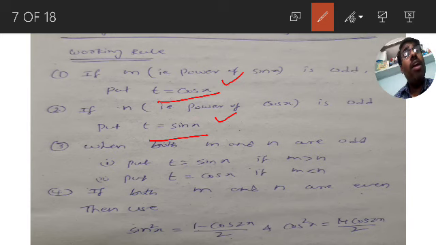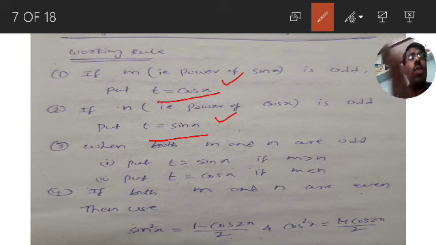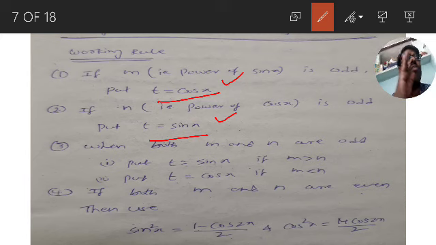Among m and n, if m is odd, that is, if the sin power is odd, put t is equal to cos x, and if the cos power is odd, then put t is equal to sin x. Are you getting? If the sin power is odd, put t is equal to cos x, and if the cos power is odd, then put t is equal to sin x.